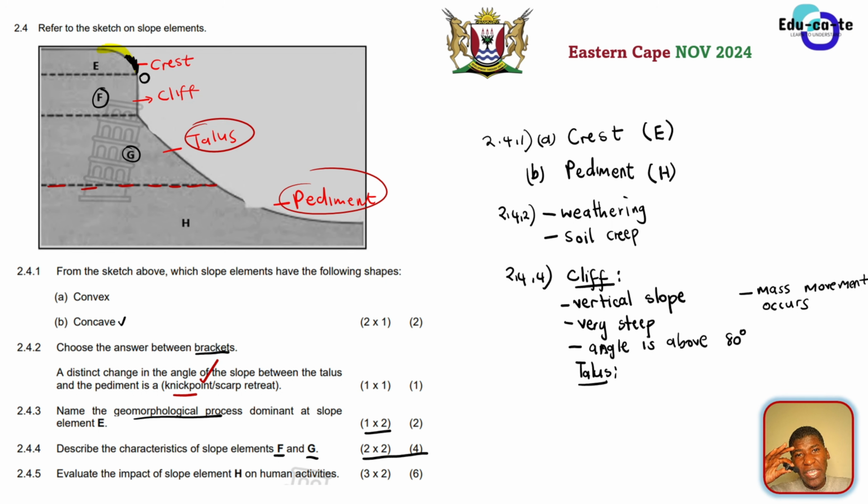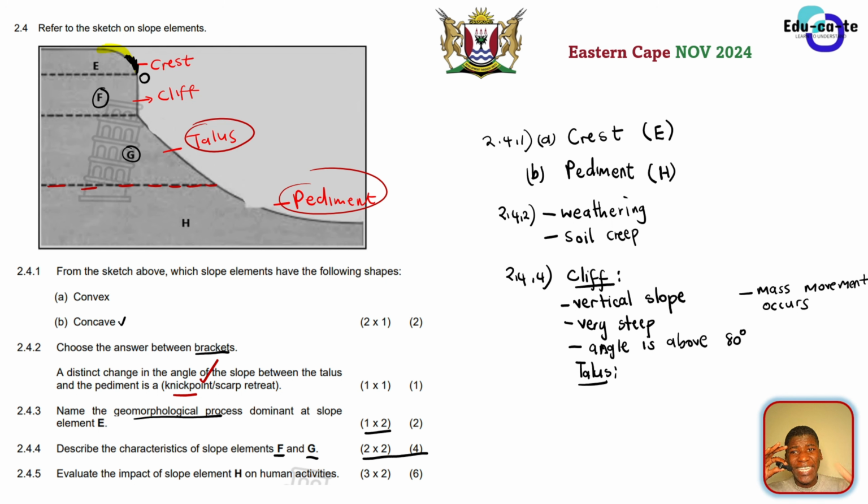It is not concave. It is not convex. It is not irregular, but it has got a gradual slope. It has got the same gradient. Yeah, you can say it's a regular slope. So you can say that the gradient is the same.